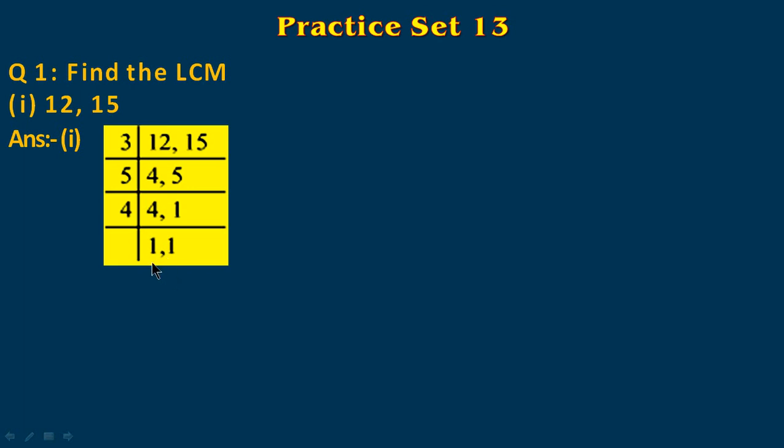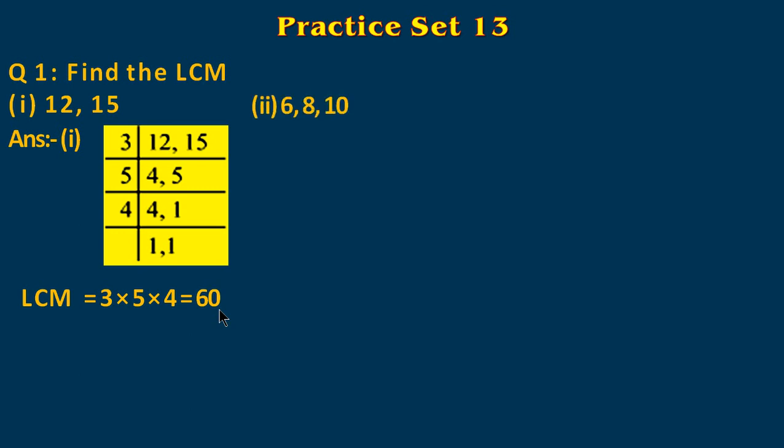Now when you get 1 at the end, that means the remaining numbers on the left hand side of the sum will be the LCM. You can see here the LCM for 12 and 15 is 3 into 5 into 4. So 3 5s are 15, 15 4s are 60. LCM of 12 and 15 is 60.